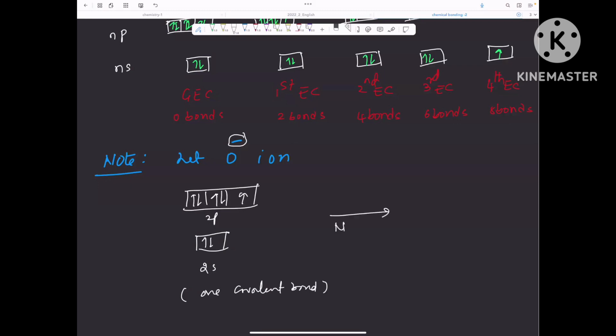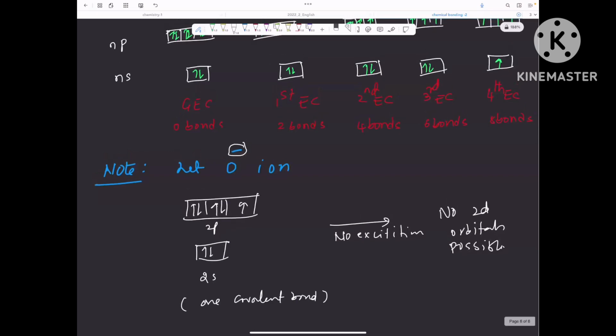So no excitation. Why no excitation? No 2d orbitals are possible. Therefore, the O minus ion can form only one single bond. This is all for today's class.